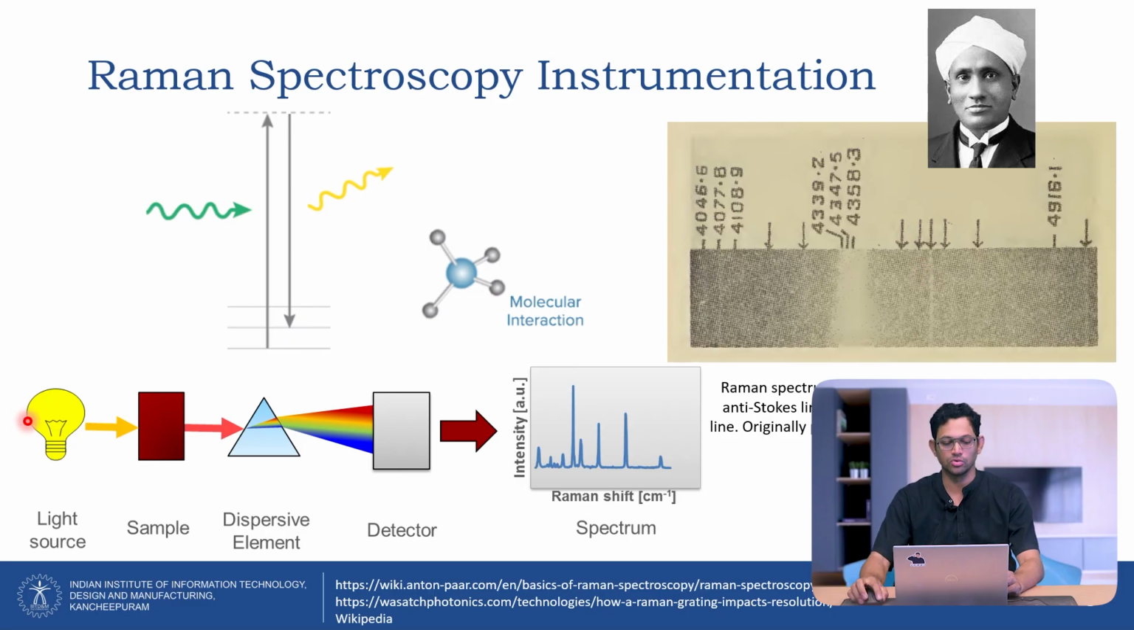So what do you need for a Raman spectroscopy instrument? You need a light source. You need a sample. It could be in a cuvette, for example, or you can do it on your skin as well. At a later stage we will see how you can do it on your skin. You have a dispersive element. The grating is one of the dispersive elements, and of course you need a filter and then a detector. A filter is required to remove the Rayleigh scattering, so that you focus only on the Raman spectra.